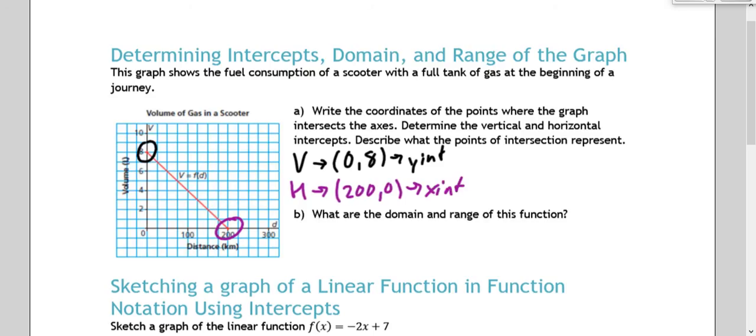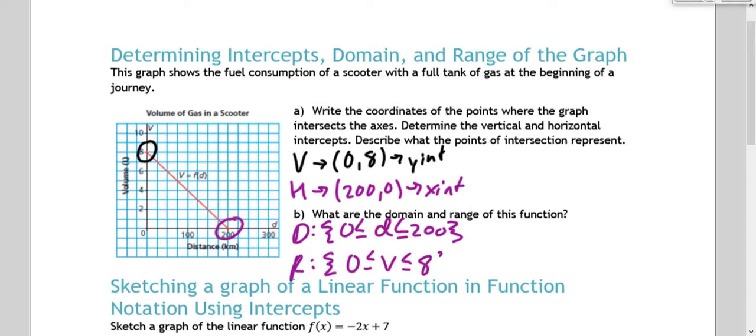The domain is 0 less than or equal to little d less than or equal to 200. And my range is 0 less than or equal to v less than or equal to 8.